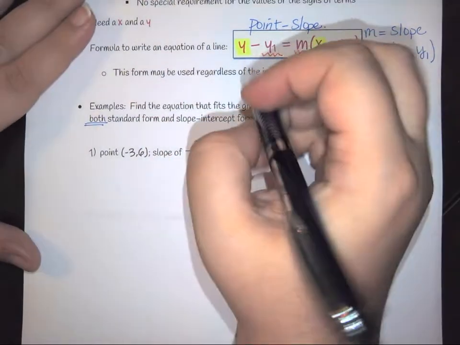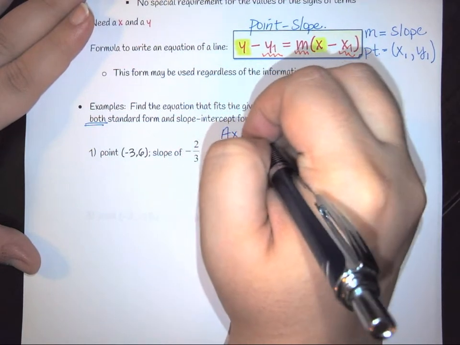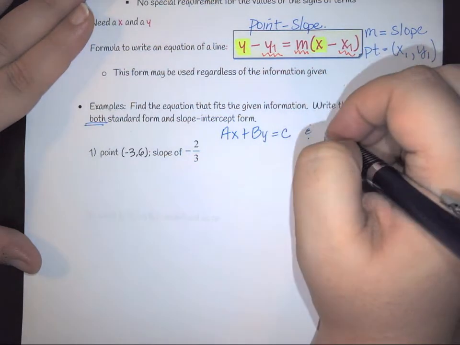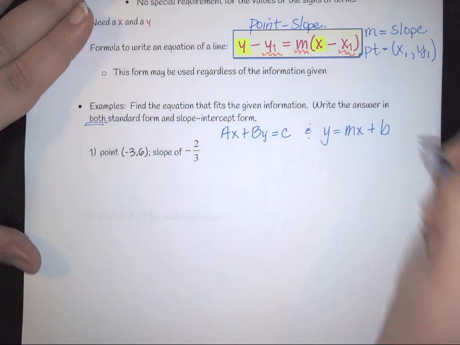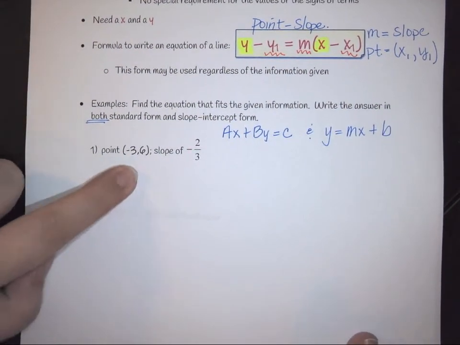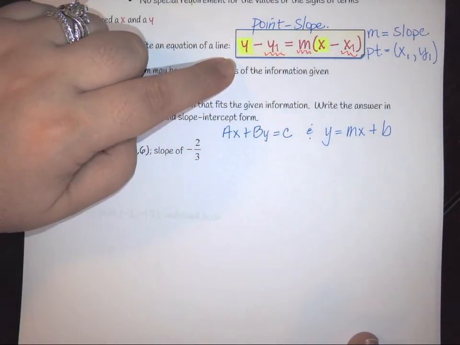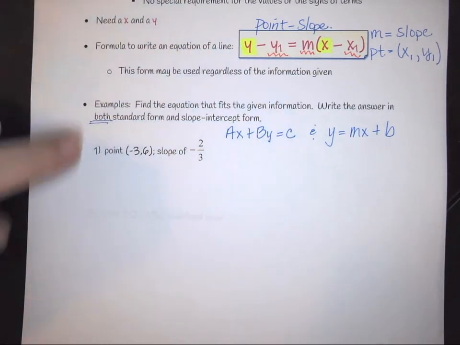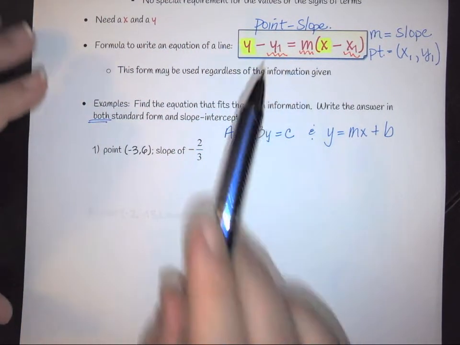So what does that mean? It means we are looking for ax plus by equals c, and we are looking for y equals mx plus b. So I have a point and I have a slope. So doesn't that sound familiar? Point slope needs a point and needs a slope. So I would take this information and I would plug it into my point slope form.